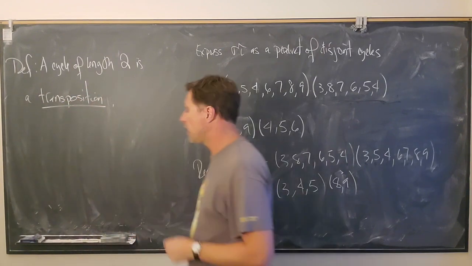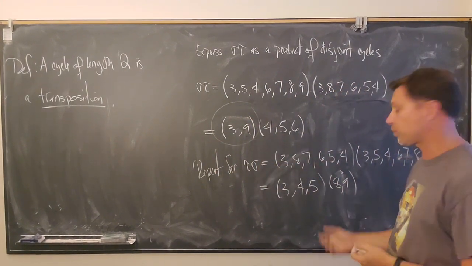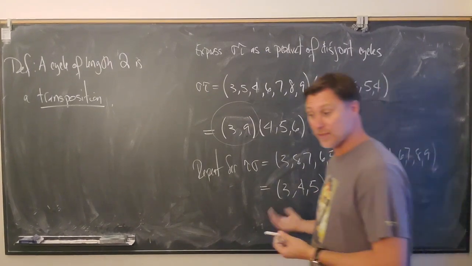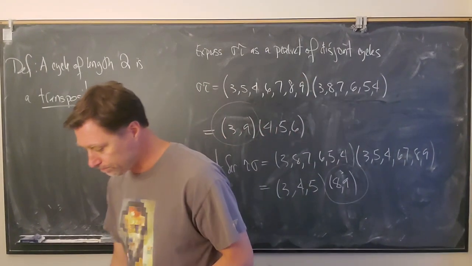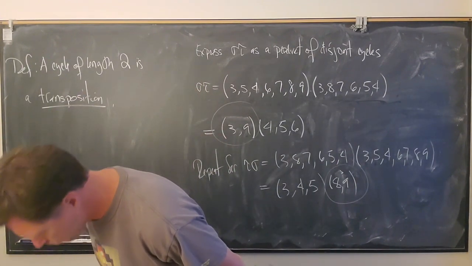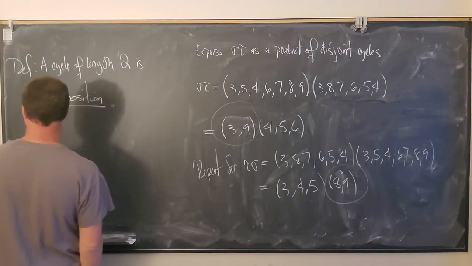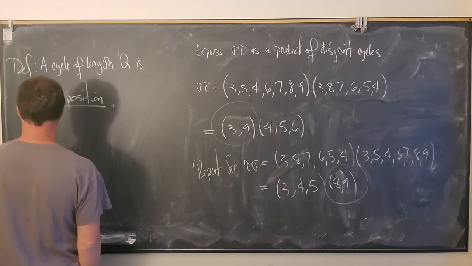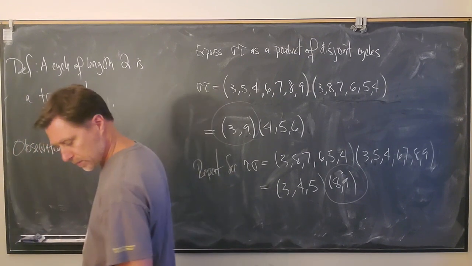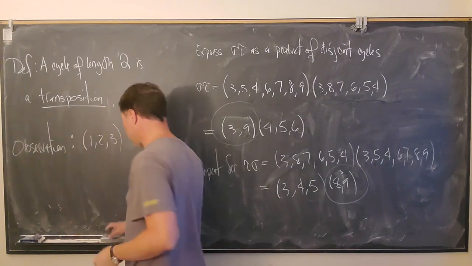All right, so a transposition is something like right there, 3, 9, that's a transposition. When it just has 2 numbers in the parentheses, it's a transposition. 8, 9, that's a transposition. 3, 4, 5 is not. That's a cycle of length 3. It's not a transposition. Here, let me just make this observation. Let's just look at 1, 2, 3. Definitely not a transposition. This is a length 3 cycle.